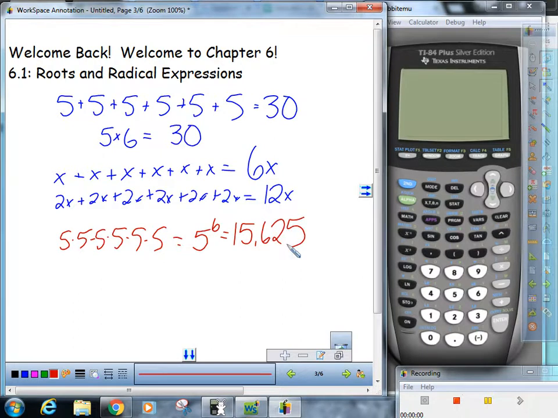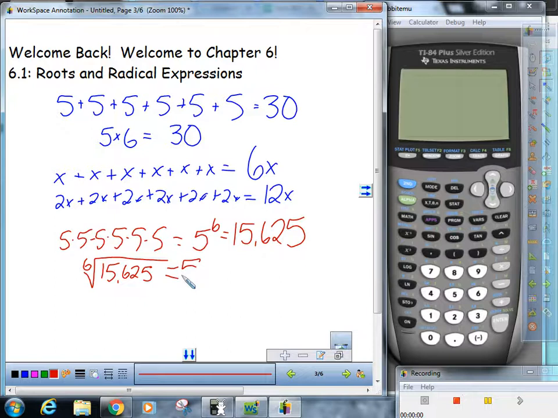Okay, well that brings me to my first thing that I want to teach you today, and that is the 6th root of 15,625. Maybe you already know the answer to this question. What is the answer to this question? It's 5, but I'd like to practice typing this into my calculator, okay?